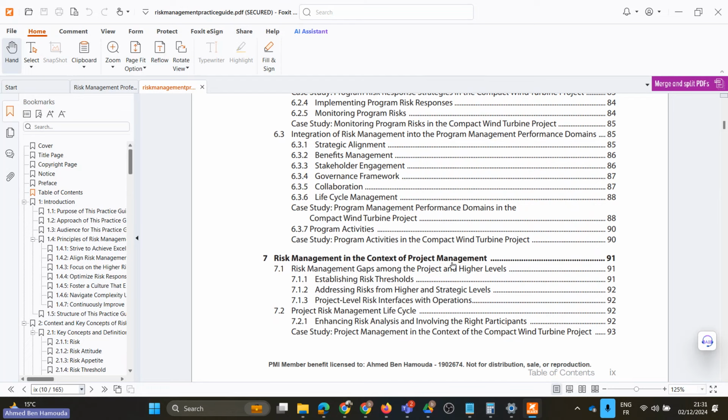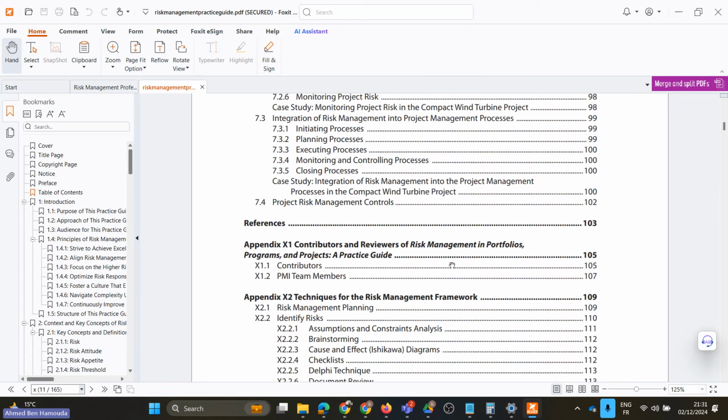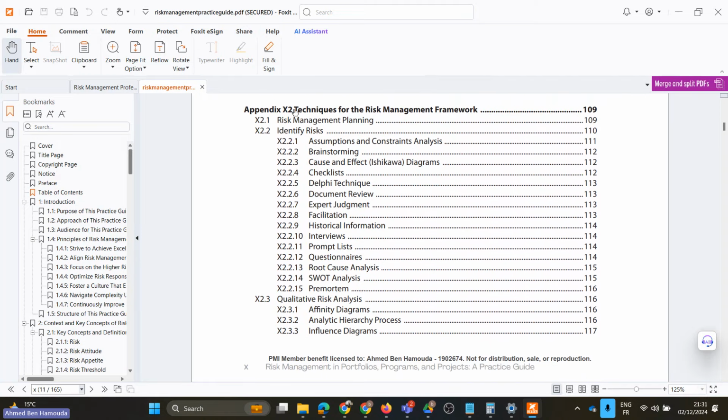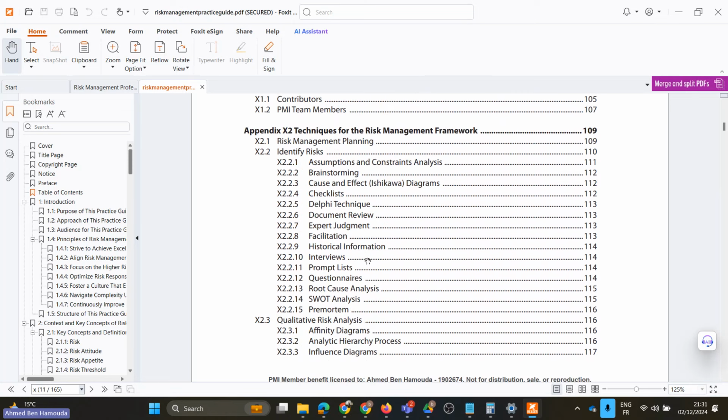Okay, and we will see even some techniques from this appendix number 2. We will see some techniques, not all of them, because it takes 30 to 40 hours. Actually, about 30 hours to go through these techniques, but we will see the main ones, at least the main 10 techniques, which cover about 80% of the techniques in the RMP certification.